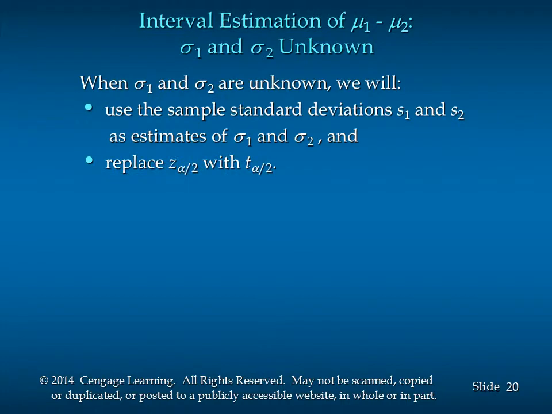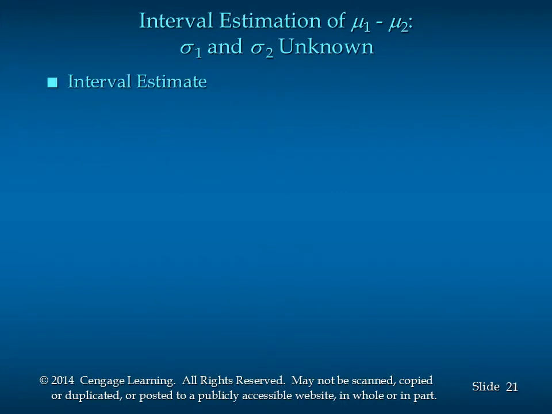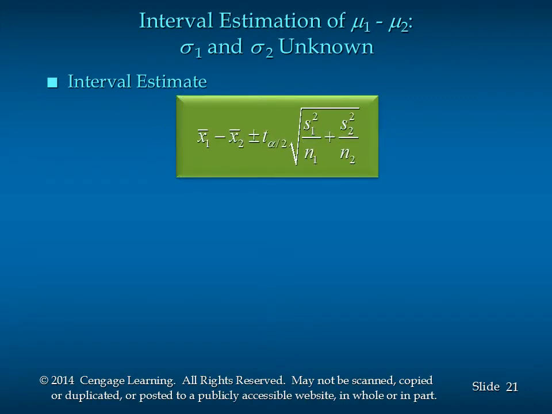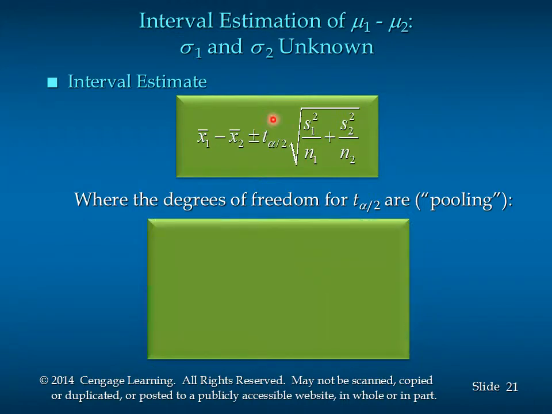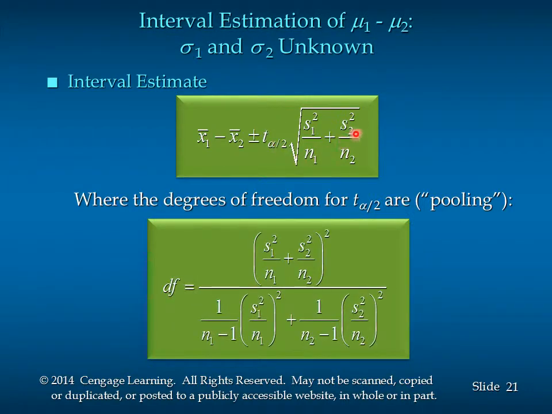As we did before, in the critical value, if you're doing a two-tail test, you replace z sub alpha over 2 with t sub alpha over 2, and you run the t table instead of the z table. And this is what your interval estimate looks like. This is sometimes referred to as a pooled standard deviation or pooled error.